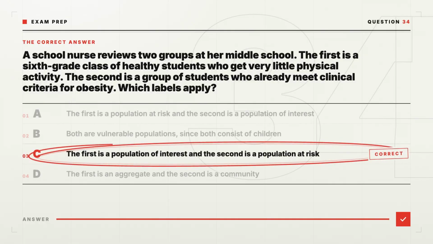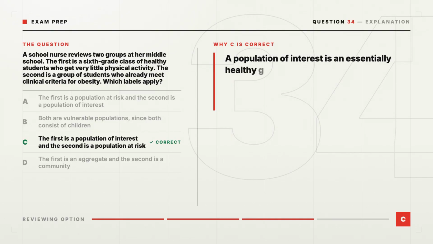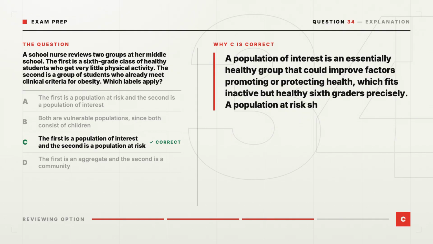The correct answer is C. The first is a population of interest and the second is a population at risk. C is correct because a population of interest is an essentially healthy group that could improve factors promoting or protecting health, which fits inactive but healthy 6th graders precisely. A population at risk shares an identified risk factor or exposure that threatens health, and obesity is that identified factor. The line between the 2 terms is whether a defined risk factor is already present.